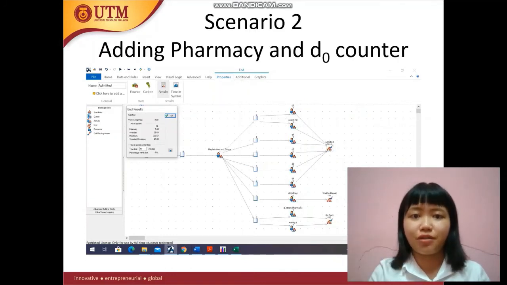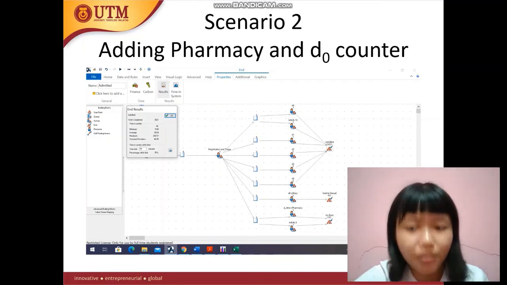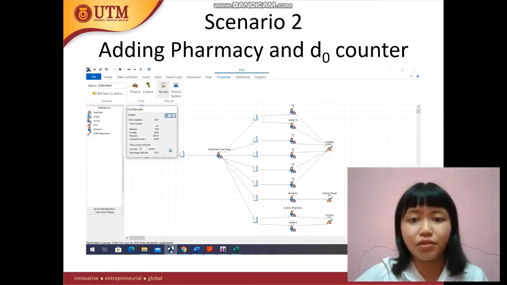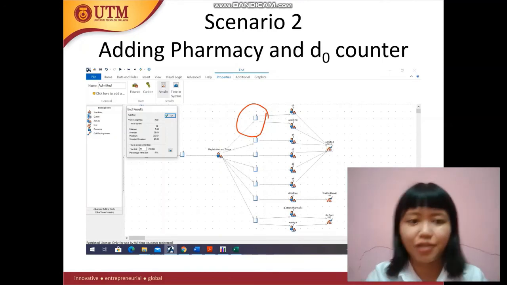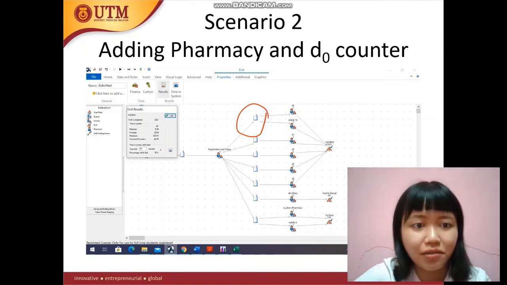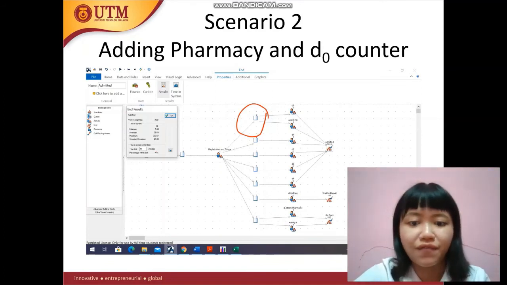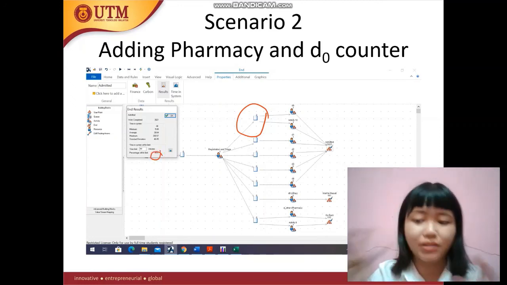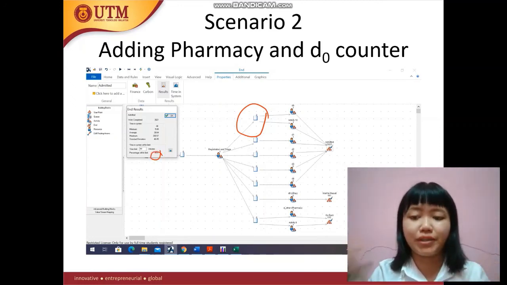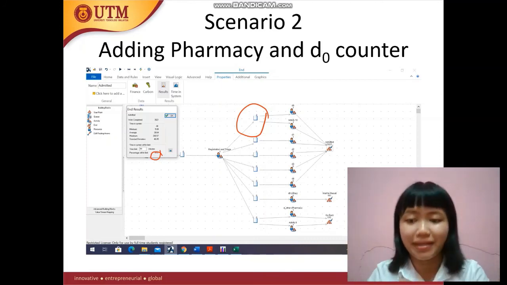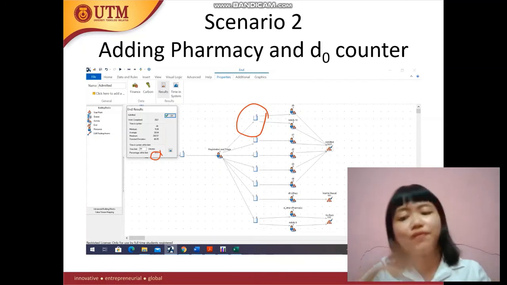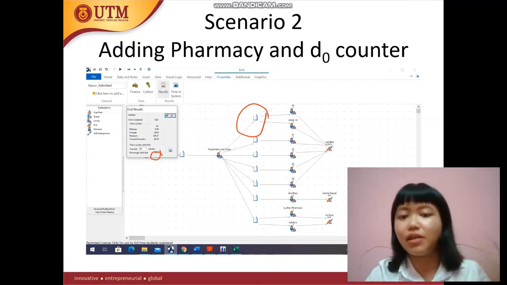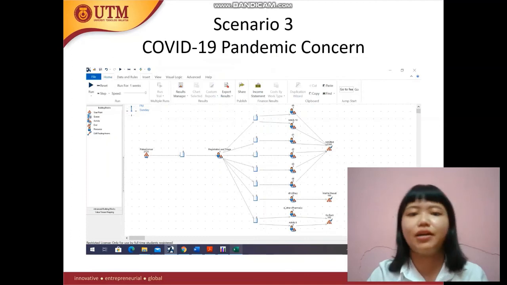From here, we introduce a replicate of D0 and a replicate of pharmacy. In scenario 2, the number is greatly reduced. For D0, the queue is just 0, it's not 190 people queuing anymore. For pharmacy, 80% of them are going to get their medicine within 1 hour, which is very efficient. 4 out of 5 people get their medicine in 1 hour. It is very quick.